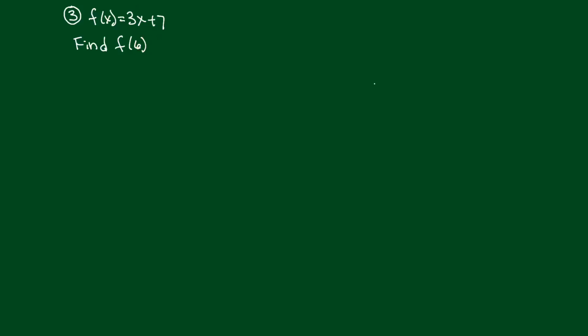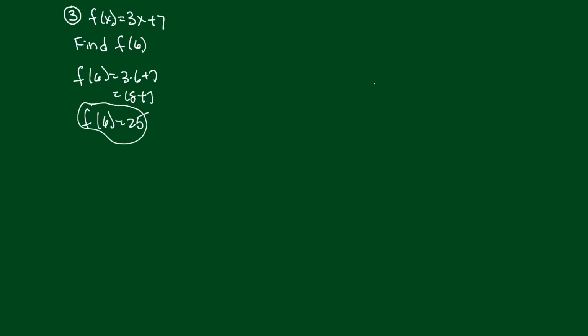Now what's coming in is a 6. So you can see that that x has been replaced with a 6. So replace all the x's with a 6. So I'll put a 6 right here. Right, so this is going to be f of 6 is equal to 3 times 6 plus 7. This is what? 18 plus 7. So let's say then that f of 6 is 25.